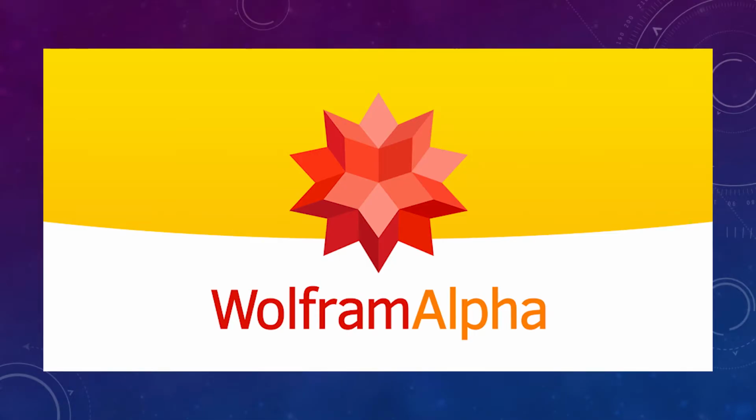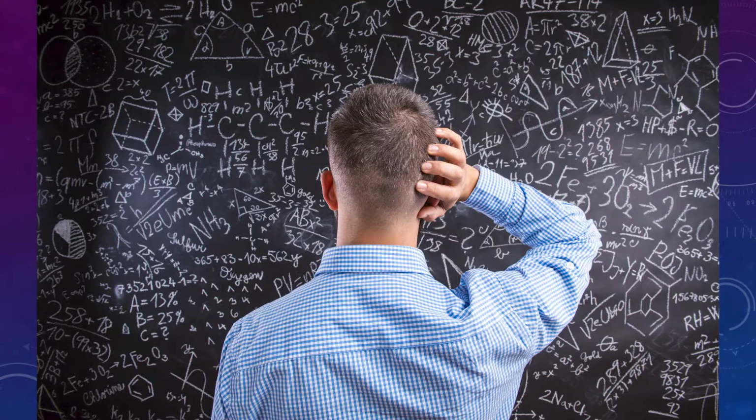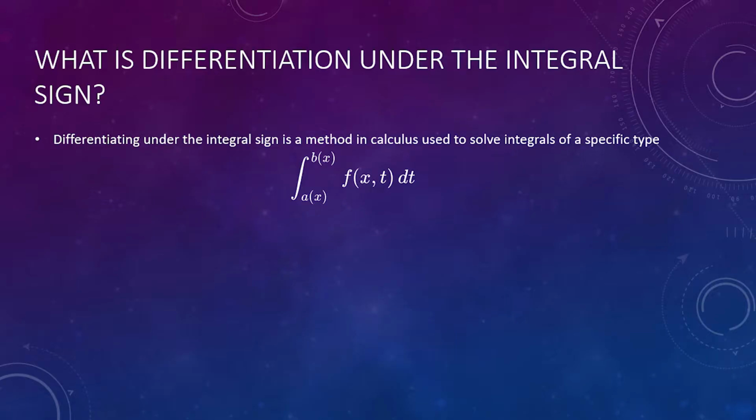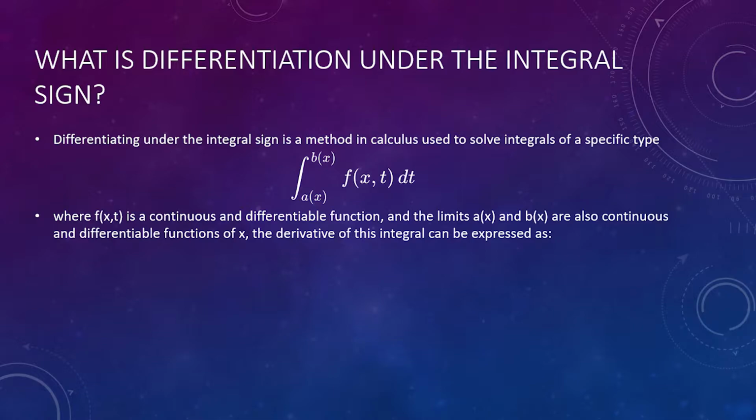The specific integrals that are evaluated using this technique can be thought of as belonging to a certain family of integrals depending on a parameter. Usually, we use t. This rule states that for an integral from a(x) to b(x) of a function f(x, t), where the function is continuous and differentiable, and the limits are also continuous and differentiable, the derivative of this integral can be expressed as this.